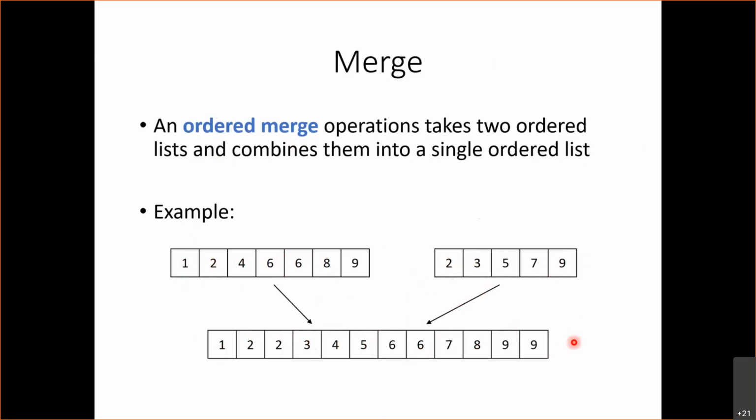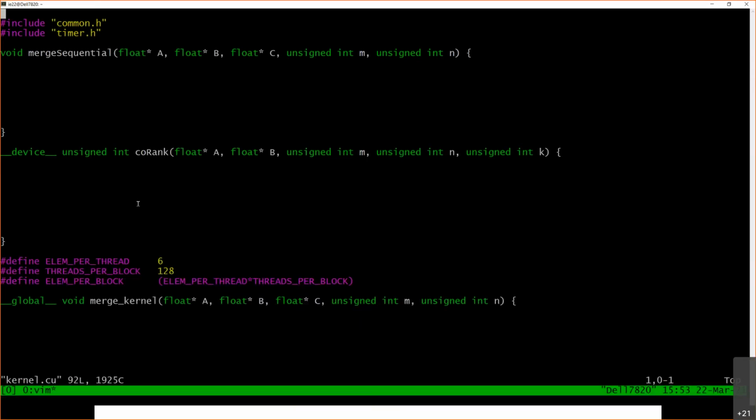And before we talk about how to parallelize merge, I first would like to implement with you a sequential merge. Okay, so let's go to the code. This is the code we're going to be using to implement merge throughout this lecture. First, I have this function merge_sequential that does a sequential merge. This function is going to take two arrays A and B, and merge them into an array C. M is the size of the array A, and N is the size of the array B.